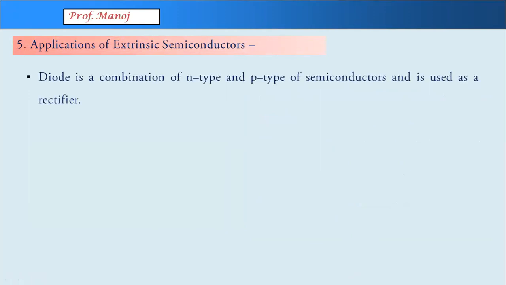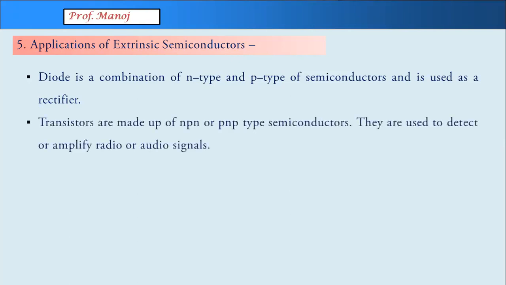So, applications of these extrinsic semiconductors. The most basic device we study in electronic semiconductors is the diode. And a diode is obtained by joining a p-type with an n-type semiconductor. That's why it is also known as PN-type diode, PN junction diode. There are, of course, different types like Zener diode and light emitting diode. So many other types are there. But the basic diode is obtained by joining N and P type.